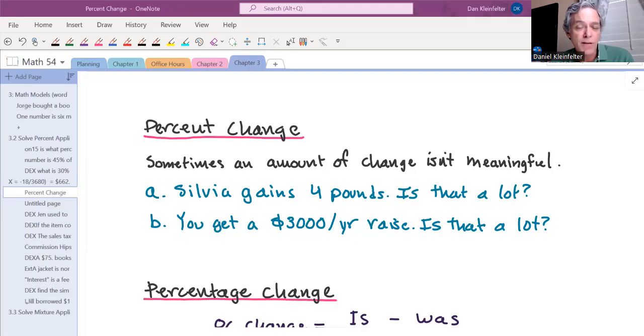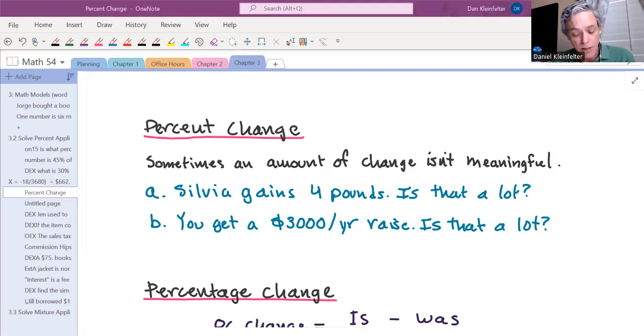Well, it kind of depends, right? If Sylvia is a baby and goes from 20 to 24 pounds, then that's going to be noticeable. On the other hand, if Sylvia is an adult and weighs 120 pounds and goes to 124 pounds, we may not even notice. Okay, so it depends on how much Sylvia weighs in the first place.